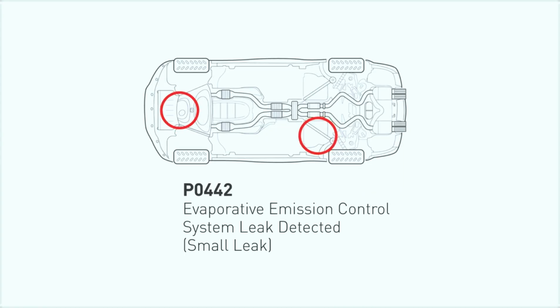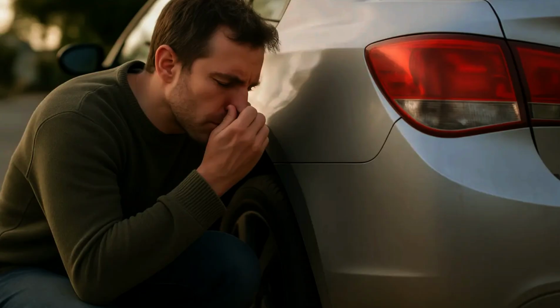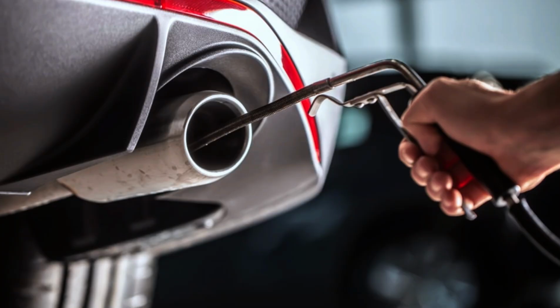inches in diameter. Common symptoms: illuminated check engine light, the most common primary indicator that your onboard computer has detected a leak. Fuel smell, a noticeable odor of raw gasoline near your vehicle, especially outside the fuel filler or inside the cabin after filling up. Failed emissions test, your car will automatically fail the OBD2 portion of an inspection.